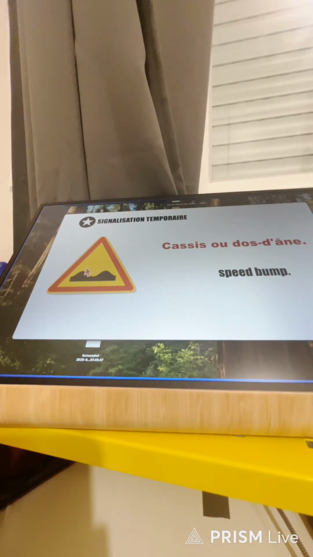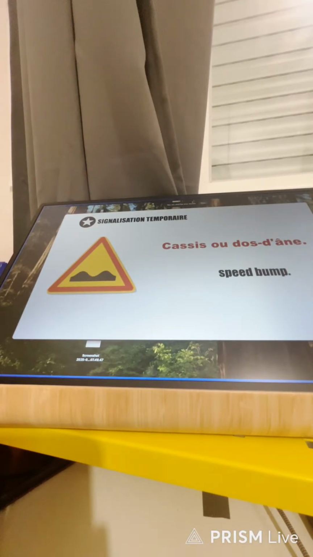Okay, this is a speed bump. The majority of the time it might not be raised like this, so it might just be something on the floor that they do separately. They just use it to control your speed on the road.